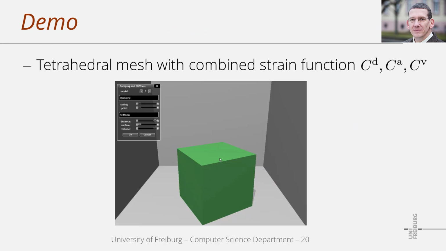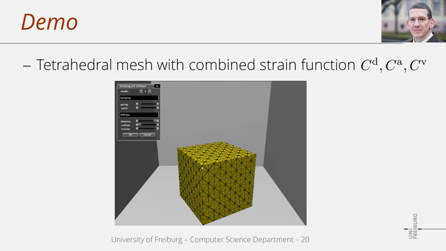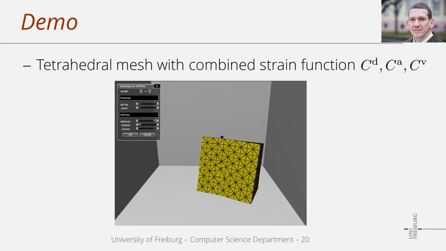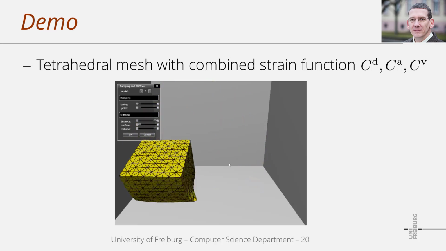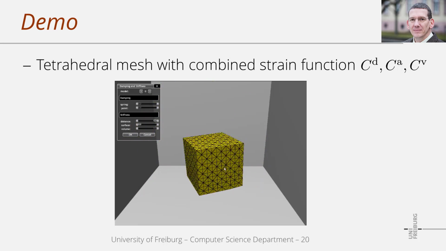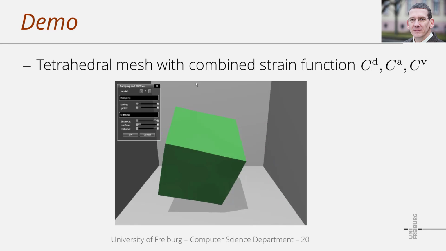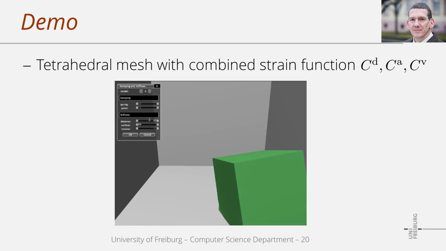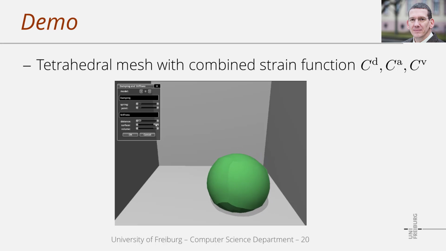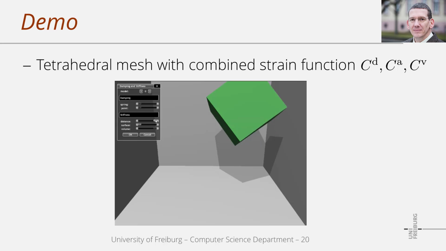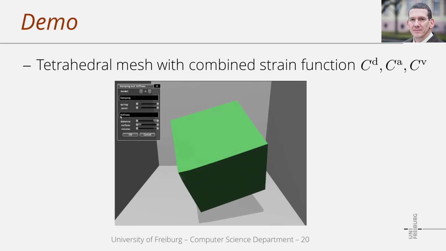Despite the fact that I've just discussed a simplified version of the computation of elastic forces, we can nevertheless use the concept in a versatile way and for a large variety of materials and effects. Here in this video we see an example of an interactive simulation where we combine the forces for the 3 strain functions CD, Ca and Cv that I've discussed in the previous slides. The respective stiffness coefficients have to be defined, and then we can combine the forces in different ways.